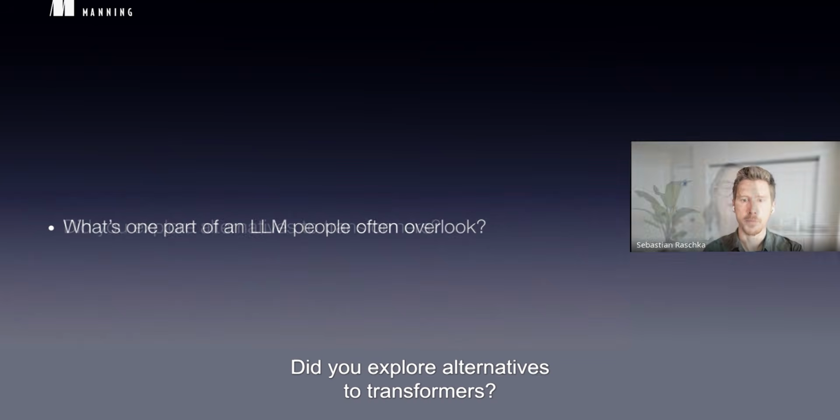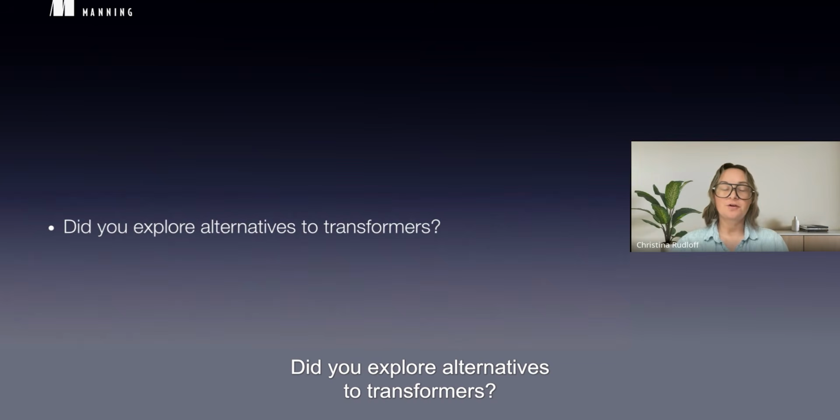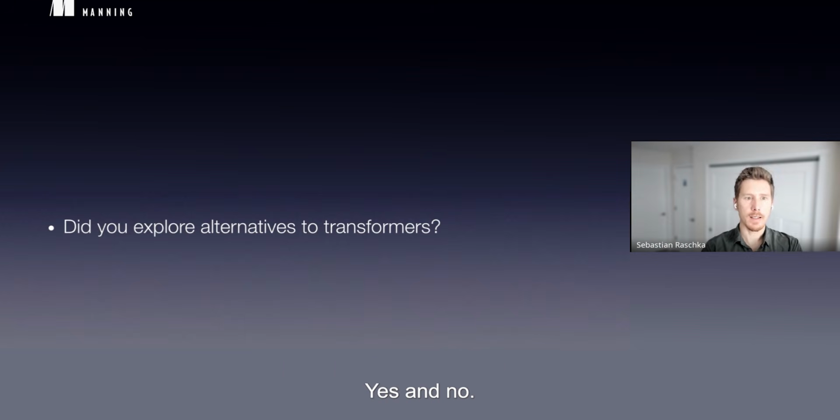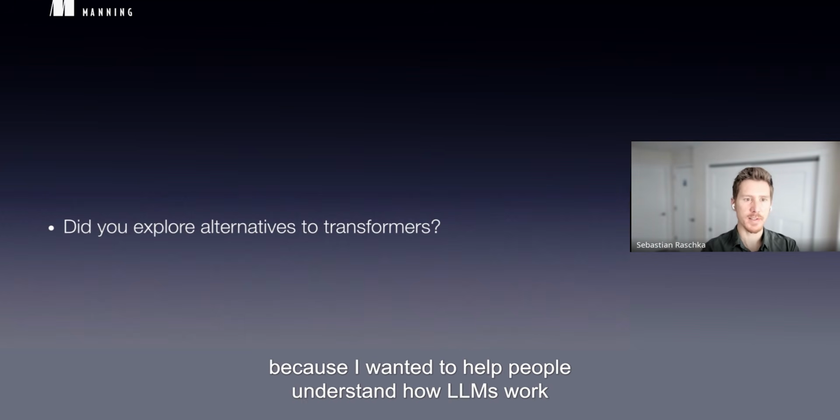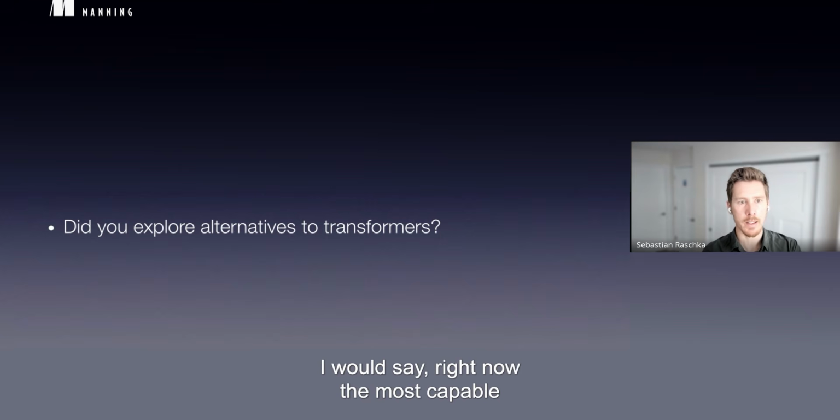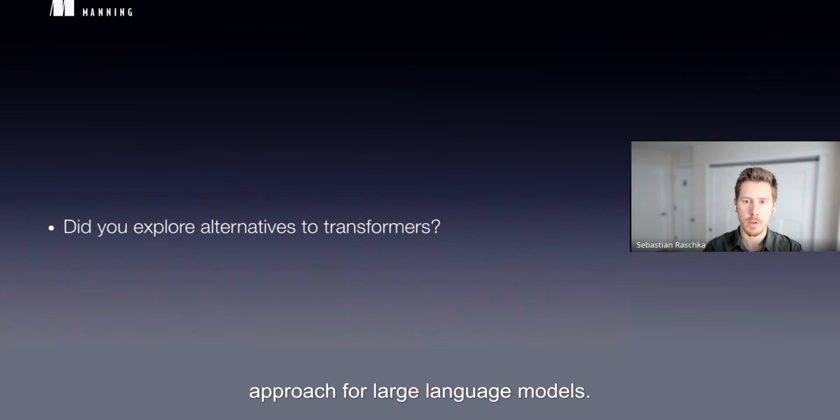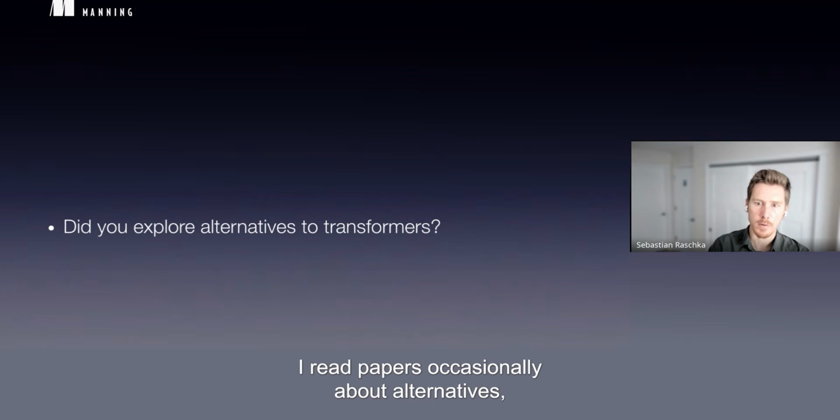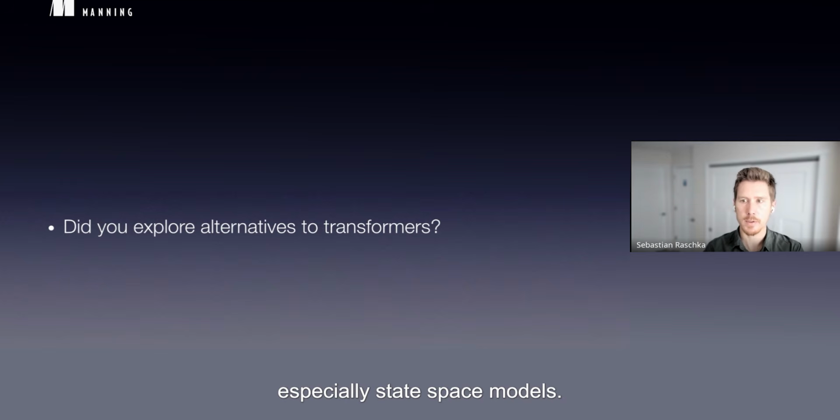Sure. Did you explore alternatives to transformers? Yes and no. For the book, no, because I wanted to help people understand how LLMs work, and the current generation of LLMs are all transformer-based. Right now, transformers are the most capable approach for large language models, but there are also other ones. I read papers occasionally about alternatives, especially state space models.